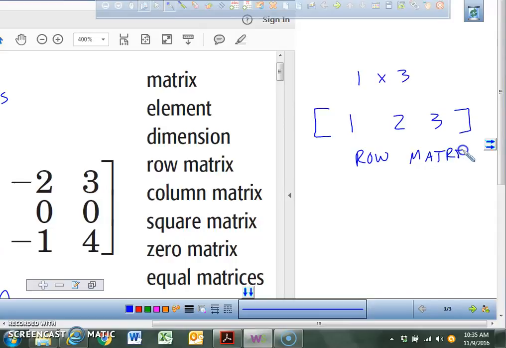So you put this in your journal right here. Put this in your journal. That's an example of a row matrix. Does it have to be in order? Well, no, I could do 2, 1, 3, and that's still considered to be a row matrix. Just 1 row. Okay? Good question.